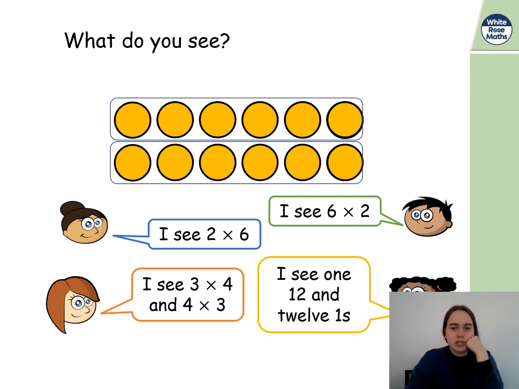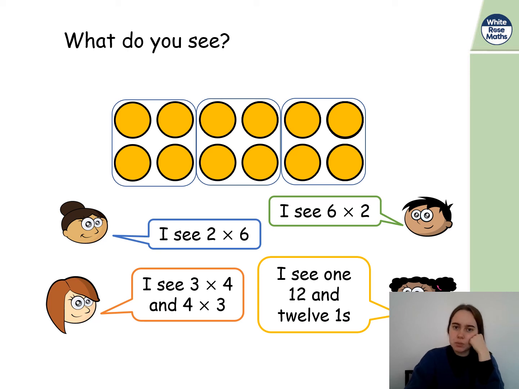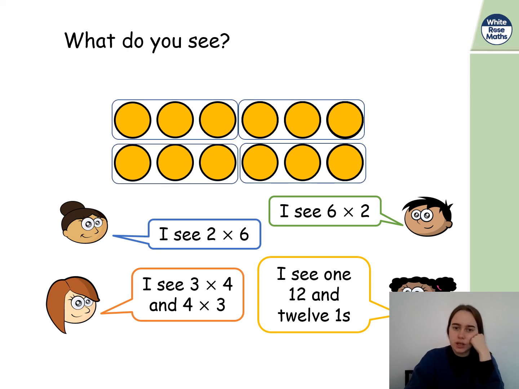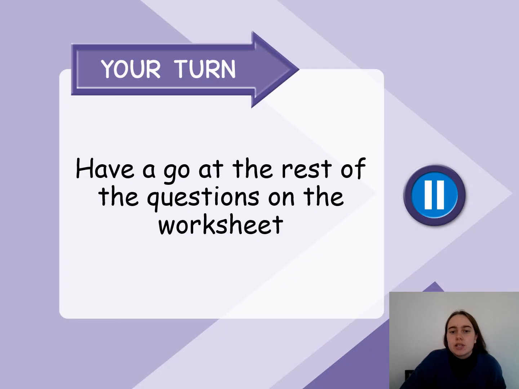So here it shows us 2 multiplied by 6. This is 6 multiplied by 2. 3 multiplied by 4. 4 multiplied by 3. And so we can also have what that last girl said. There are 12 ones and 1 lot of 12s. So hopefully that all made sense.